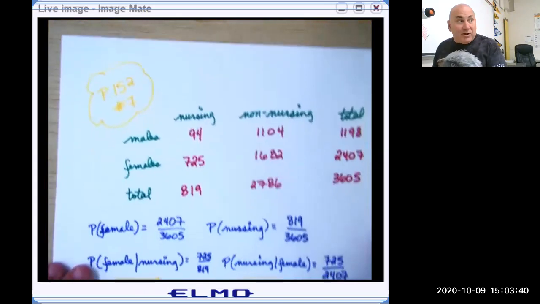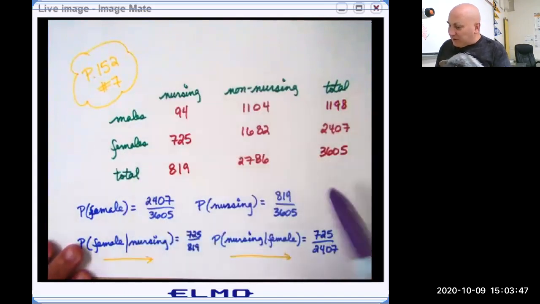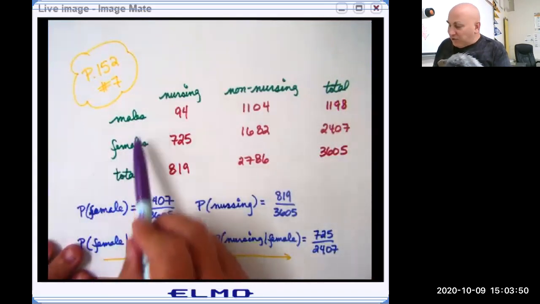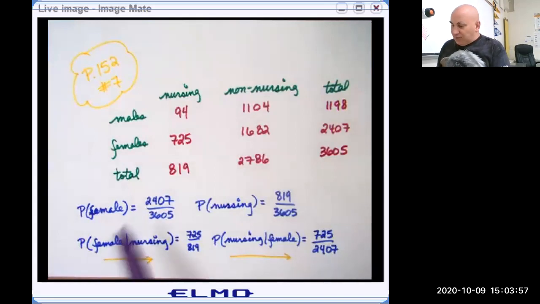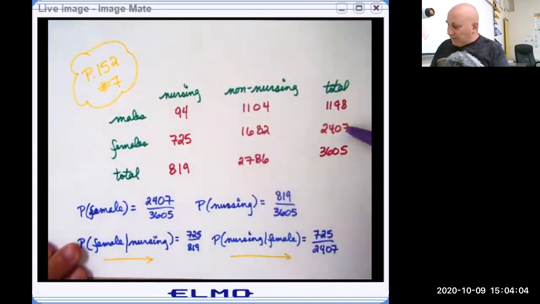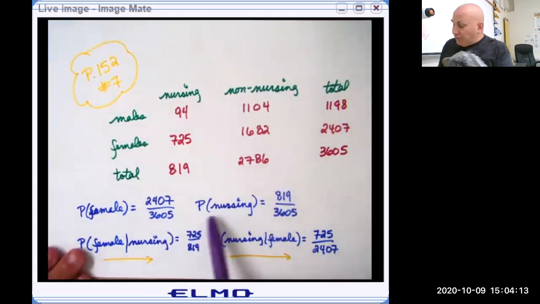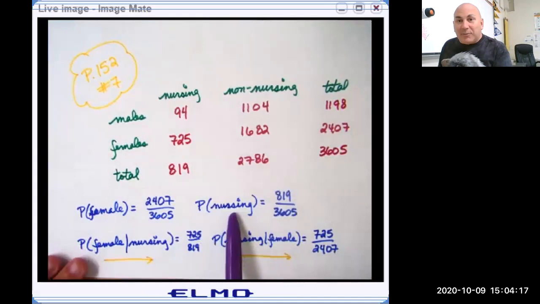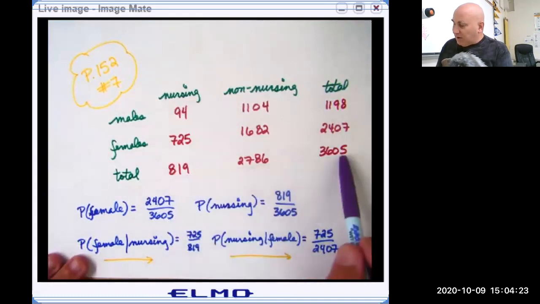So in our current book, on page 152, problem number 7. Here's a bunch of information we're given about people at a college. You have your men and your women, and some are nursing majors and some are non-nursing majors. If you take a person at random, what's the probability that you choose a woman? Well, there are 2,407 women out of 3,605 total students. That's the probability that you get a woman. If you draw a student randomly, what is the probability that that person is a nursing student? Well, there are 819 total nursing students out of a total of 3,605 students.